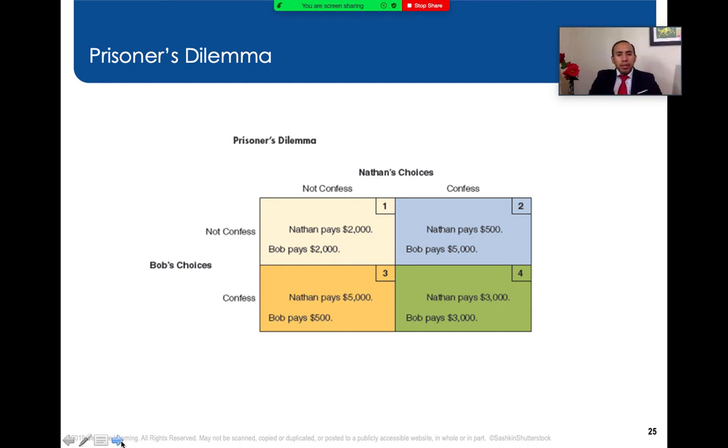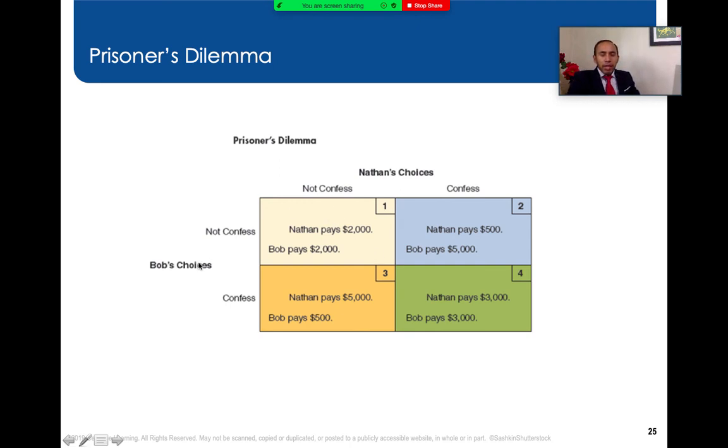The prisoner's dilemma here is going to be a fine, a penalty. In quadrant 1, we have not confessing and not implicating on the crime. Quadrant 2, again, one confesses, the other one does not. Quadrant 3, Bob here confesses and Nathan does not. In quadrant green, both of them confess. In this case, they're going to pay a penalty. They're not going to go to prison, but they're going to pay a penalty or a fine for committing an act of violence or crime or something.